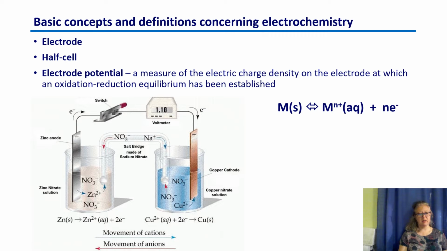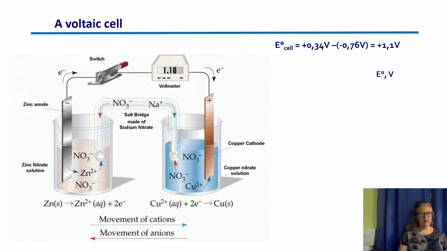The electrode immersed in a solution containing cations of this metal is called a half cell. Electrode potential is a measure of the electric charge density on the electrode at which an oxidation-reduction equilibrium has been established in a half reaction, such as that reaction presented here. If we properly connect two appropriate half cells, we will obtain a voltaic cell.